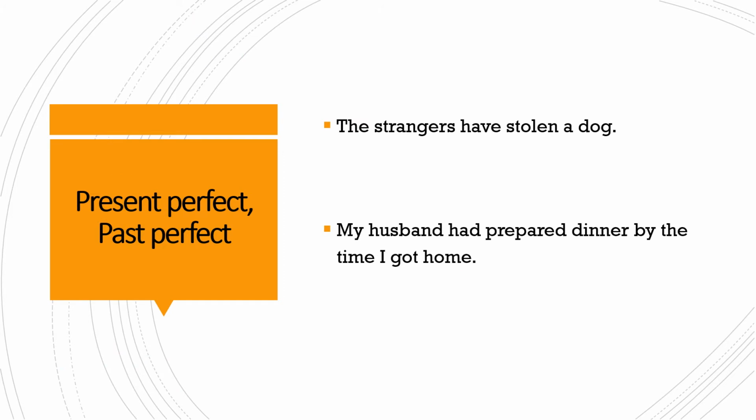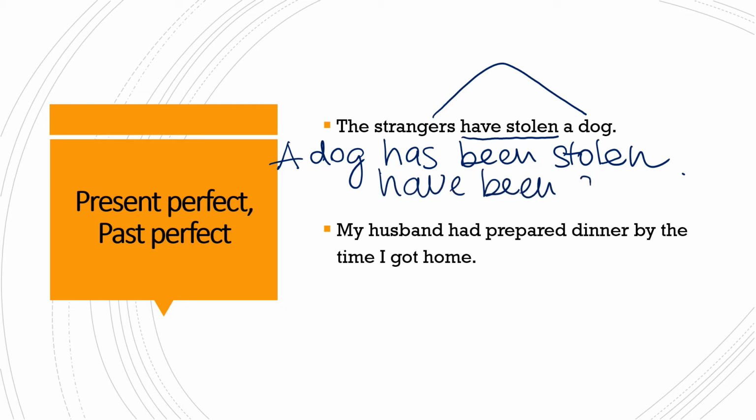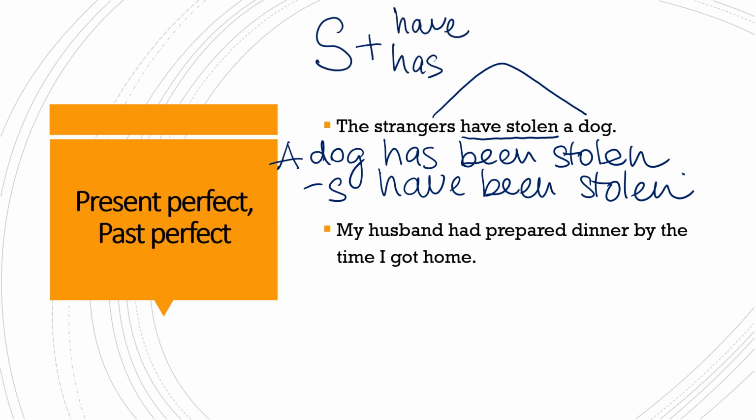Moving on. Present perfect, past perfect. The strangers have stolen a dog. A swap, a dog stolen. Just in case it's more than just one pet, so dogs and cats, or a dog and a cat, have been stolen. Just in case it's plural, let's put it like this. The formula for this sentence is subject plus have or has been, it's different spelling than being, it's been, plus verb from the third column or with an ed ending.